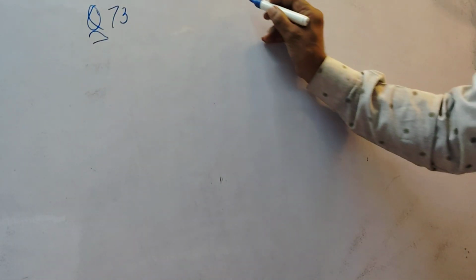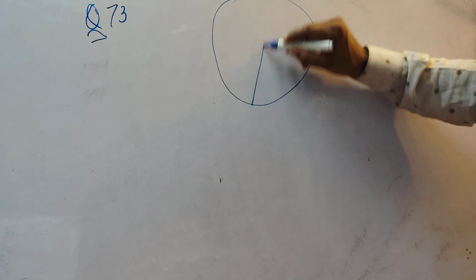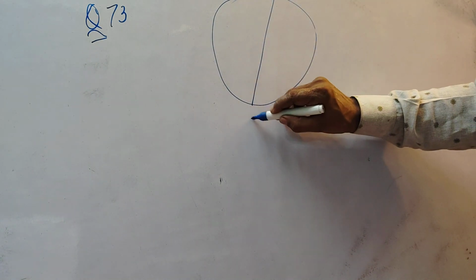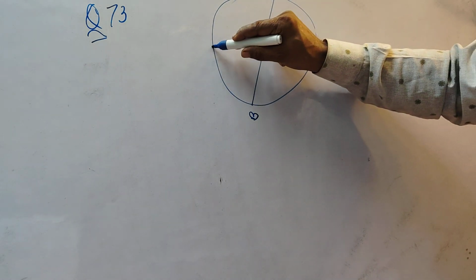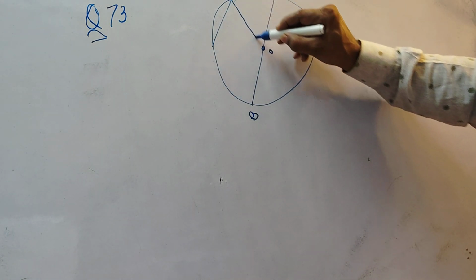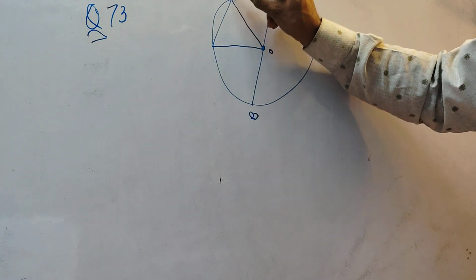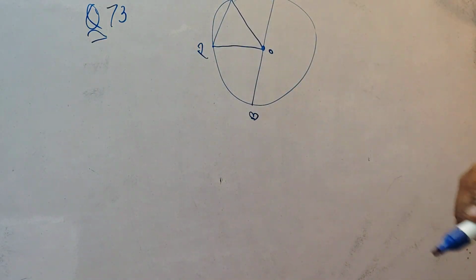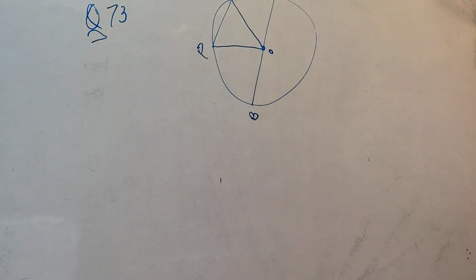In question 73 there is a circle. AB is the diameter, O is the center, and there is a small chord and two radii from this small chord. C and P are two points. So there is a triangle formation in this circle. There are five parts for this single question.